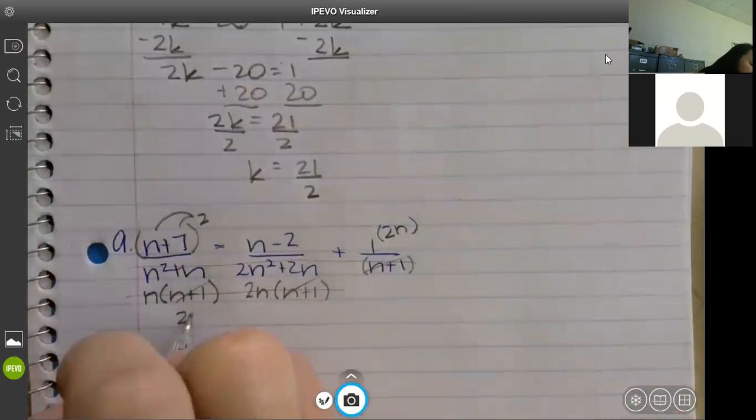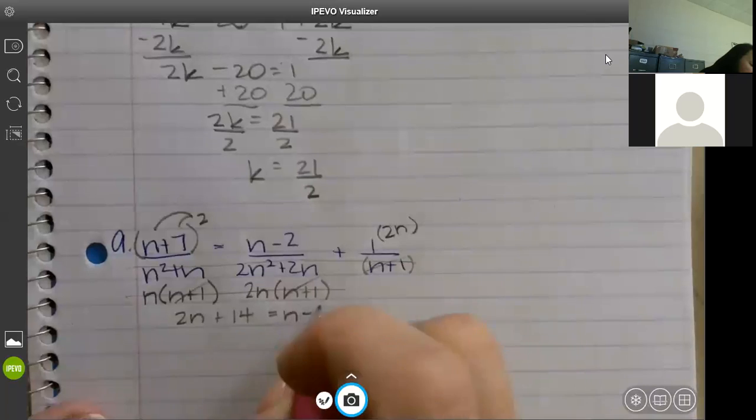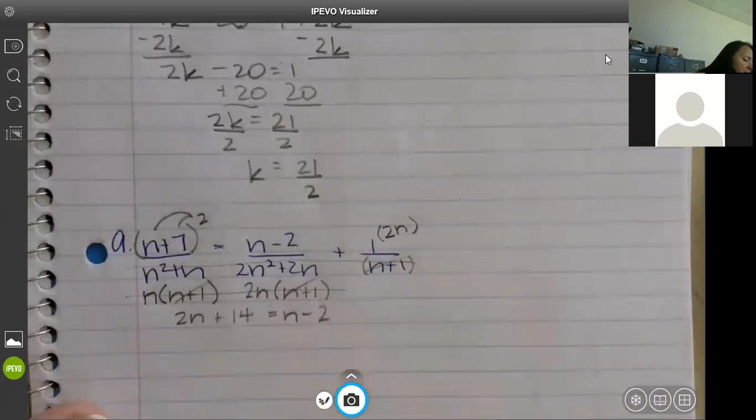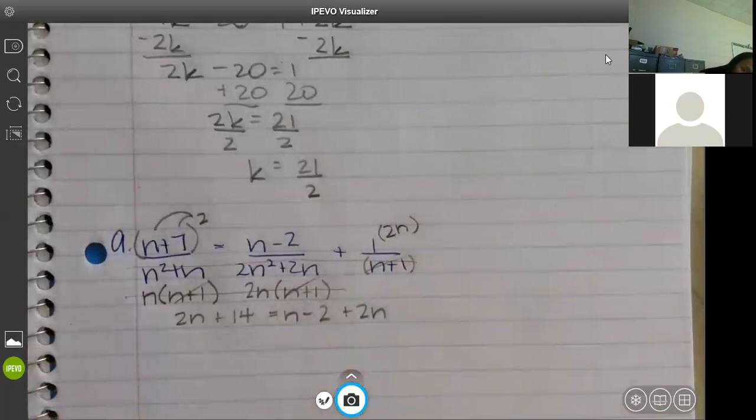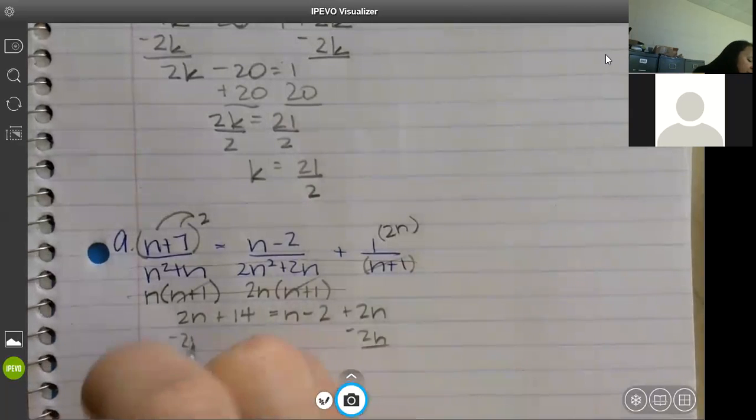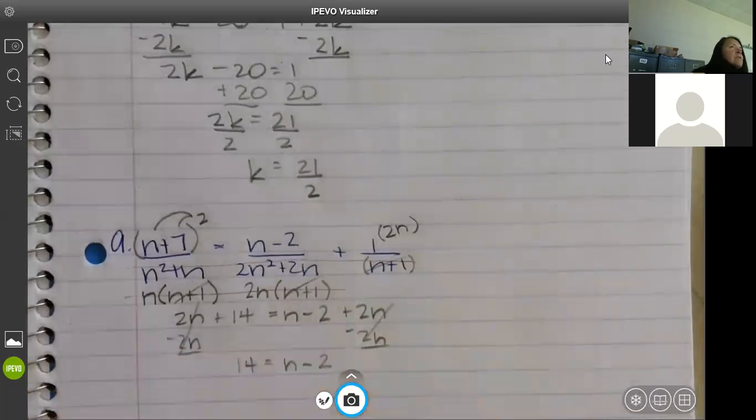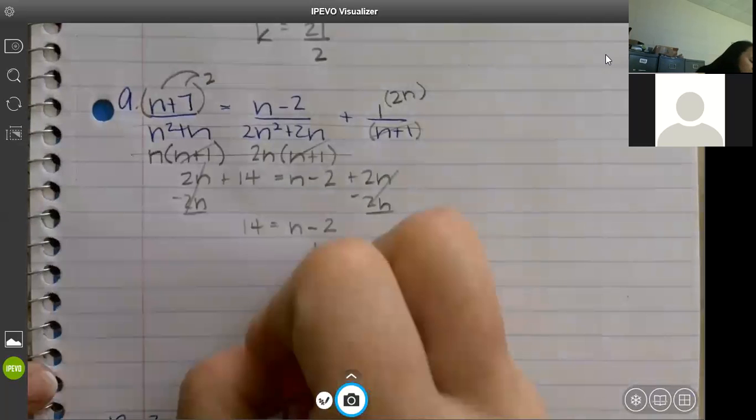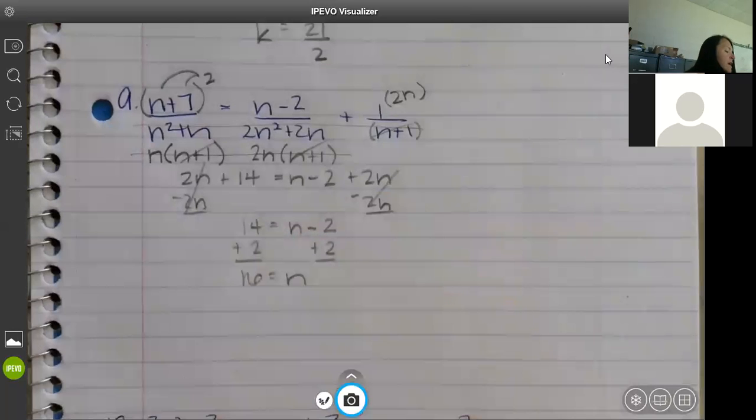2 times n is 2n. 2 times 7 is 14. The middle one didn't need anything, so we're just going to write down n minus 2. And then 1 times 2n is 2n. You can combine like terms, or you can see that both sides have a 2n. If that's the case, they'll cancel out. And we get 14 equals n minus 2. And then we just add 2. We get 16 equals n.